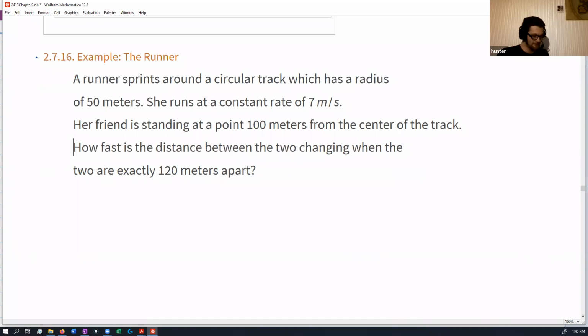But it is. All right, this will be our last example. This is it for related rates, at least for what I'm going to show you. A sprinter runs around a circular track, which has a radius of 50 meters. She runs at a constant rate of 7 meters per second. Her friend is standing at a point 100 meters from the center of the track. How fast is the distance between the two changing when the two are exactly 120 meters apart?